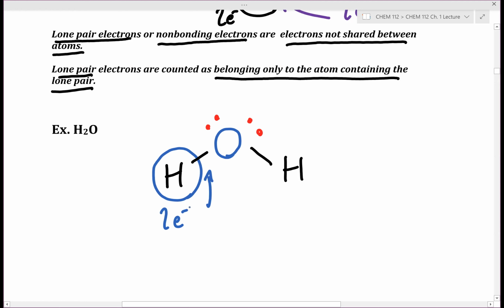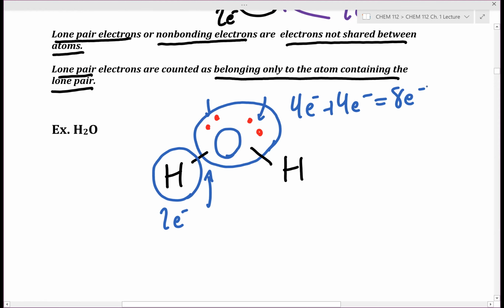Looking at the oxygen atom, how many electrons does this central oxygen atom have to its name? 8. It has 4 electrons from our lone pairs, plus 4 electrons from the chemical bonds, for 8 electrons total. The hydrogen on the right has 2 electrons to its name. Okay, perfect. So we know how to count electrons and verify that the octet rule is in fact followed.